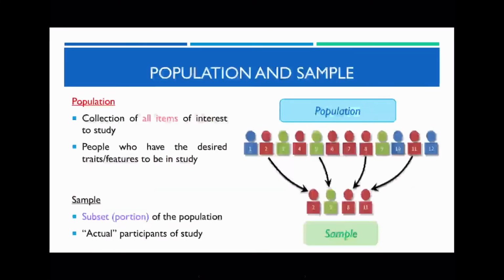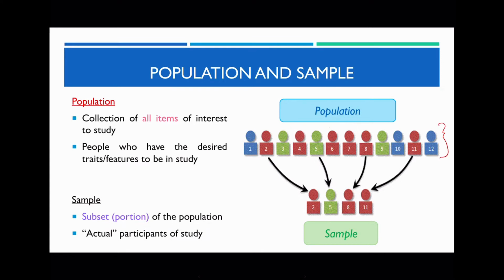So on this particular slide, I've got the definitions of population and sample. I said population is the collection of all items, generally meaning people in this case, of interest to study. And these people will have desired traits or features to be in the study. In contrast, a sample is a subset, meaning it's a portion of the population, and these are the actual participants of the study.